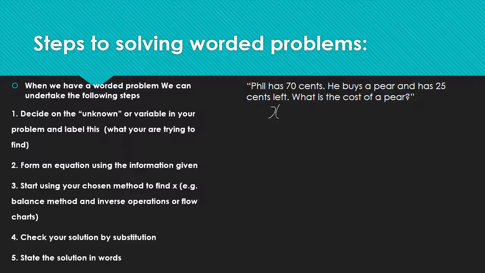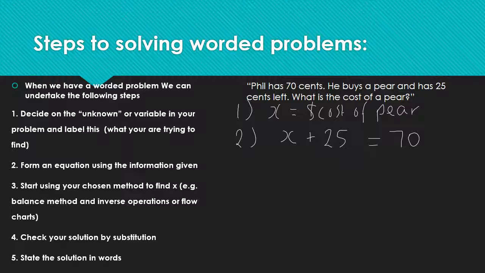So let's let x equal the cost of pear. I know my writing's not very good, but I can't find my little pen, so it will have to do. So that's step 1. Step 2. What does it say? Form an equation. We know he starts with 70 cents. So let's put he has 70 cents in total on our right-hand side. Now there might be multiple ways. He buys a pear, so he has x, and we know he has 25 cents left over. So we could write it as x plus 25 equals 70.